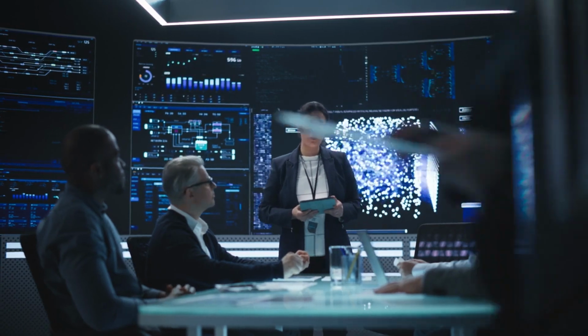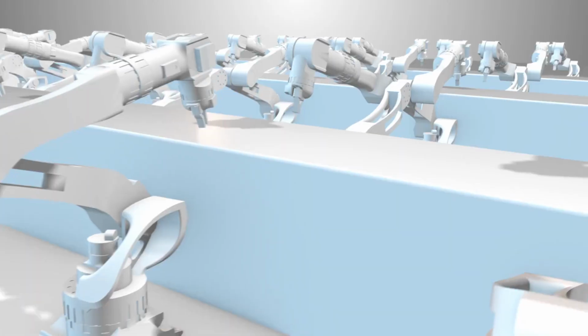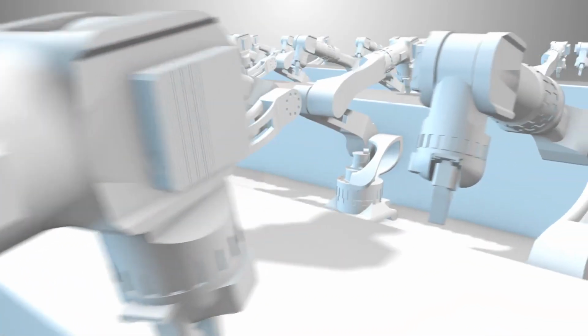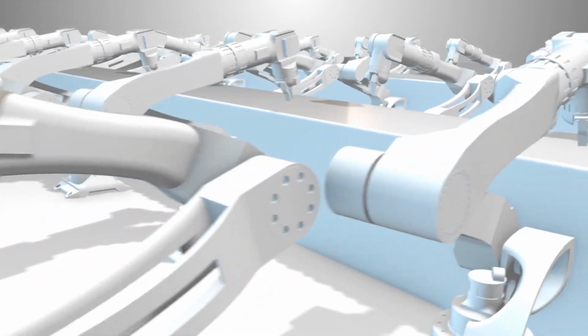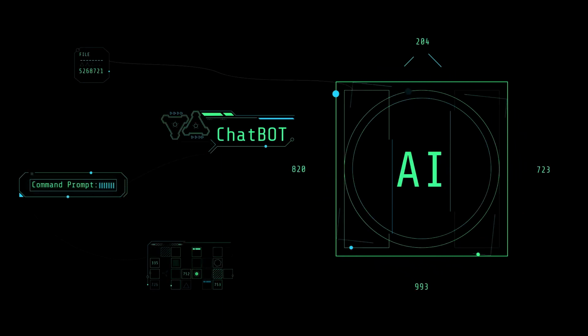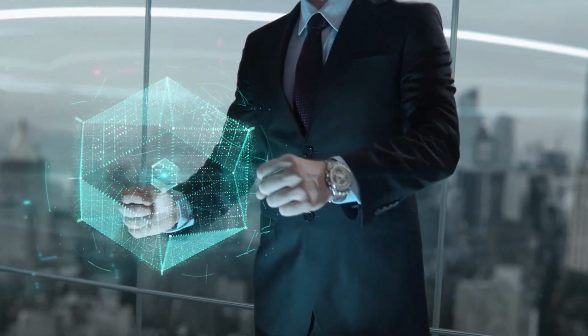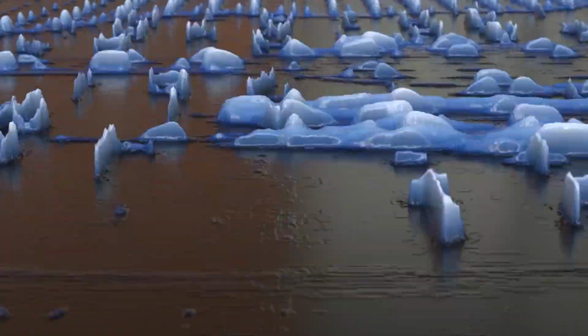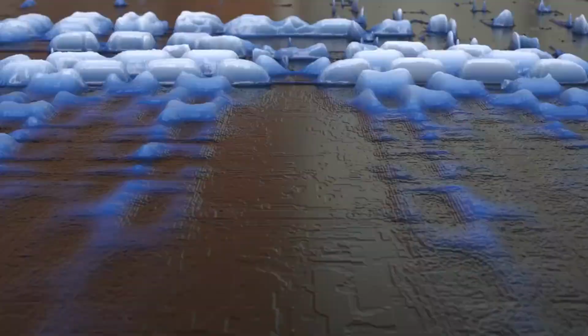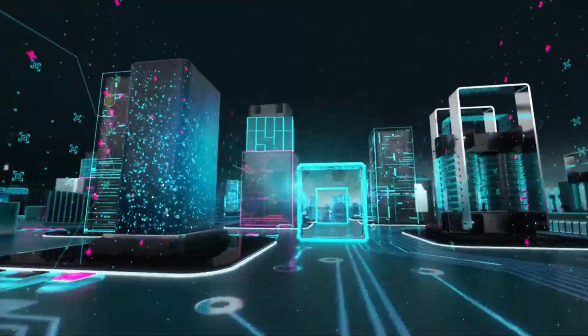What are some best practices for integrating generative AI into existing production systems? Integrating generative AI into existing production systems requires careful planning and execution. Here are some best practices for integrating generative AI into existing production systems. Define business goals and needs. Define your business goals and needs before integrating generative AI into your existing production systems. Choose the right generative AI technology. Choose the right generative AI technology that aligns with your business goals and needs.